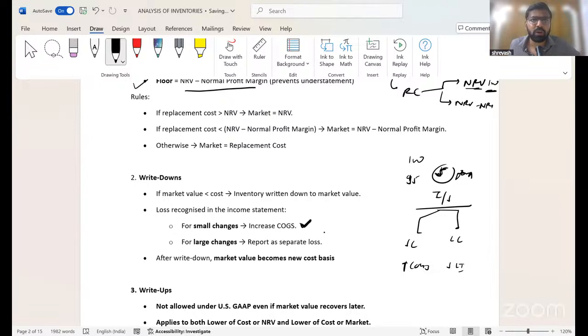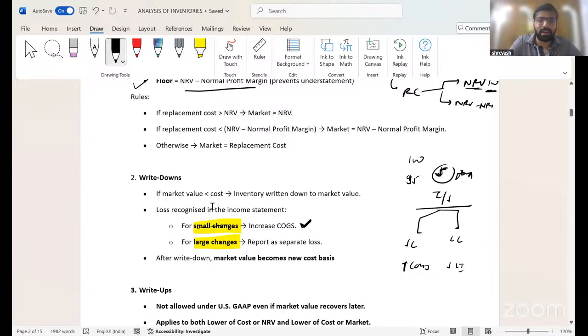Sir, what is small, what is large? That is something that is subjective. It depends. No, it is not going to happen with you guys. They are not going to ask you that. But the point is that you should know what are small changes and what are large changes. It can be subjective. You don't need to know it exactly, right? That is what it is.